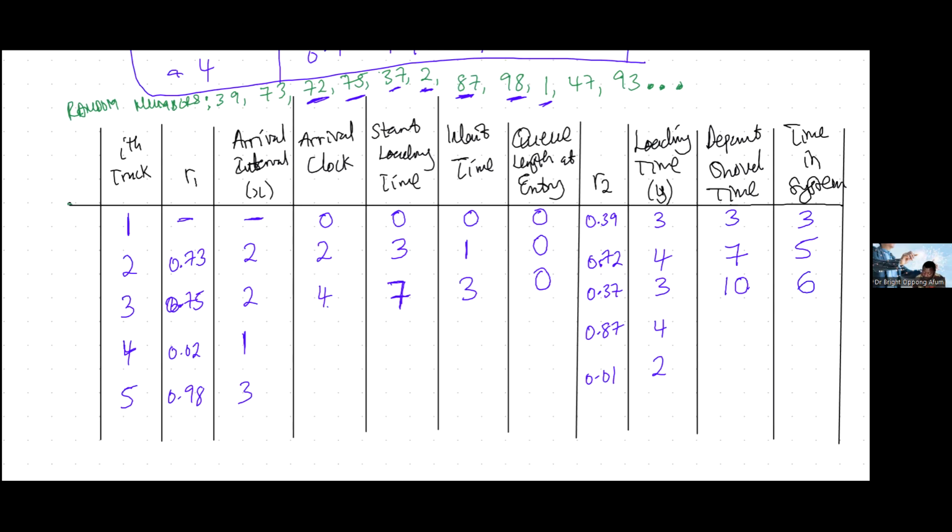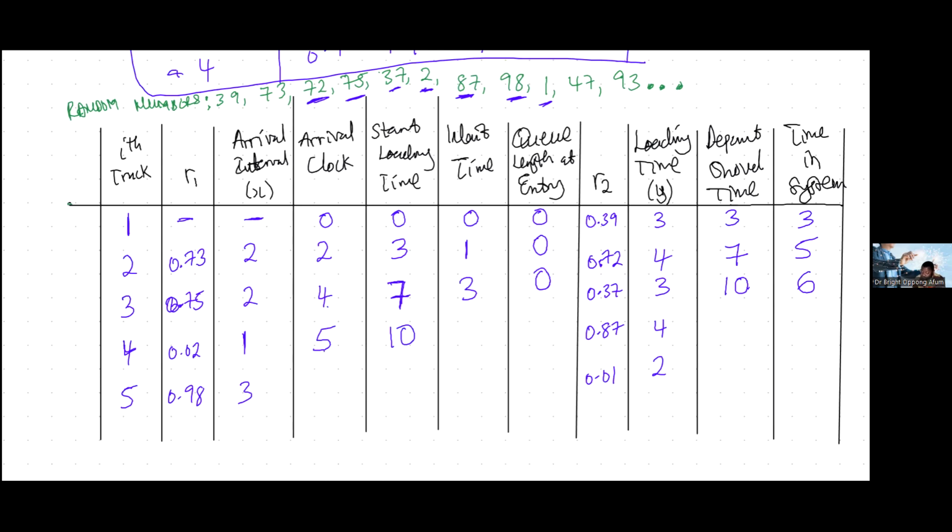Let's look at the fourth track. The fourth track arrives 1 minute later. When it arrived, the clock was 4 for the third track, right? So we add the 1 minute to the clock, which will be 5. Then we'll start loading it when track 3 is gone, and track 3 will be gone when the time is 10. Therefore, we'll start loading it at 10. That means that if it arrives at 5, I will start loading at 10.